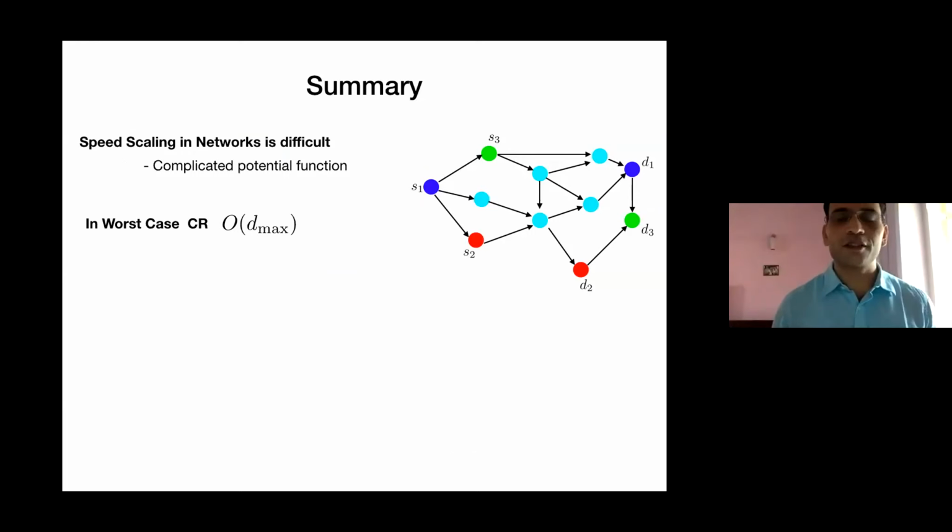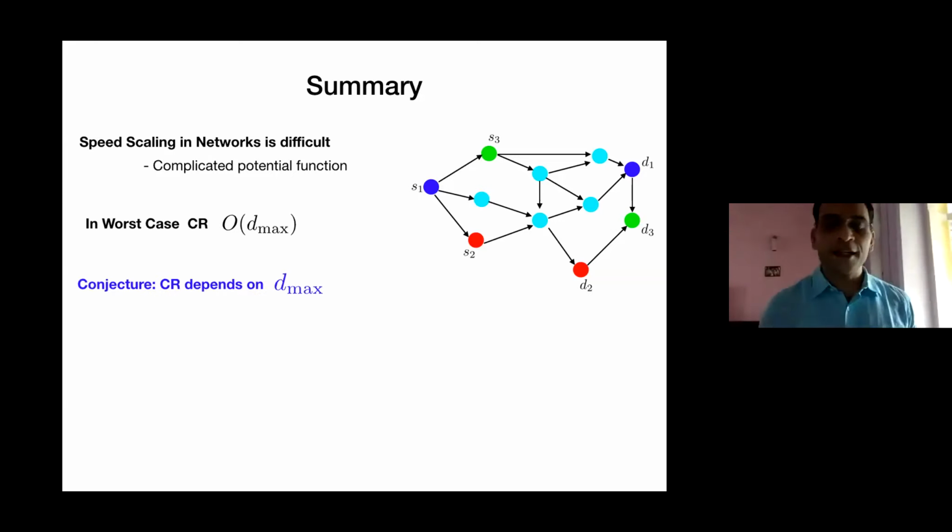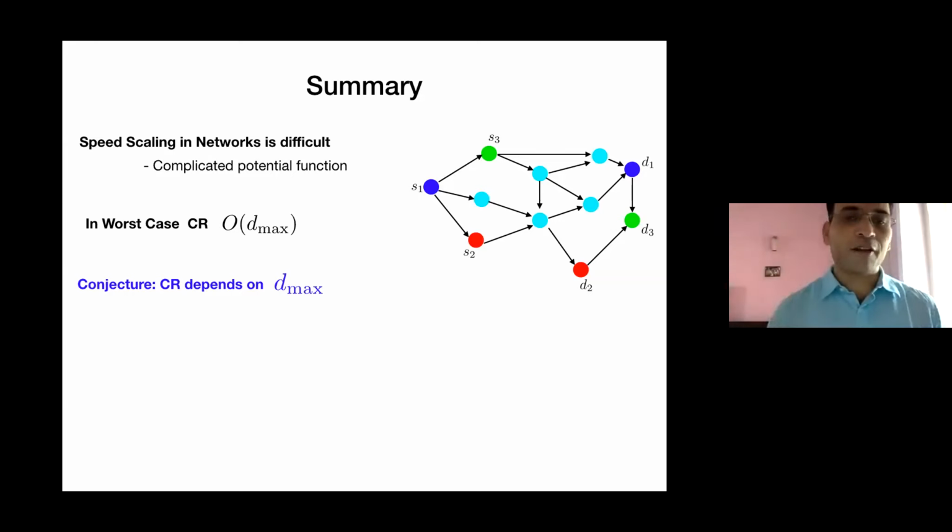In the most general network, the guarantee is in terms of the maximum degree of the network, which is bad. The conjecture is that it may not be linear in Dmax, but at least it's some power like 1 by alpha or 1 by 2 alpha power of Dmax. The proof eludes us for the moment, but there is hope. At least one can show that it can't be independent of Dmax. It may not be linear in Dmax, where Dmax is the maximum degree of a node in the network.